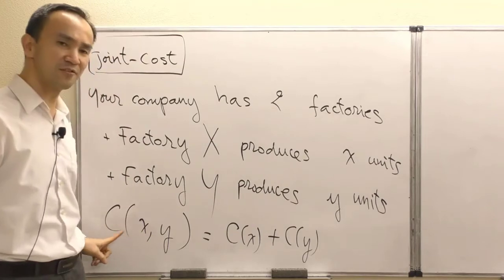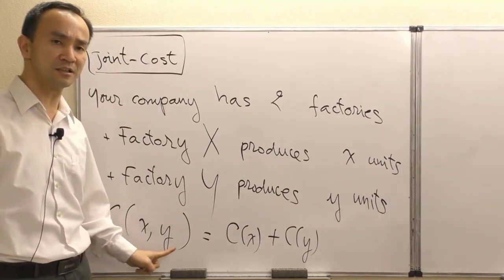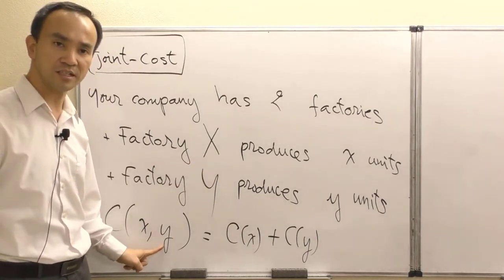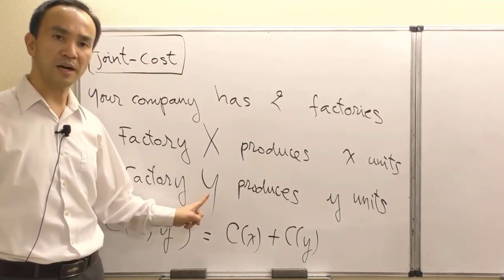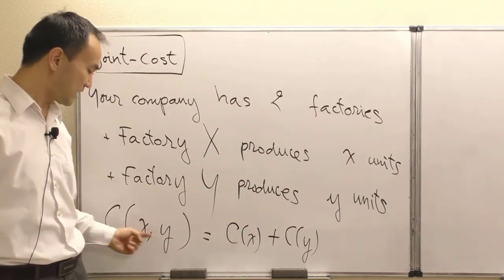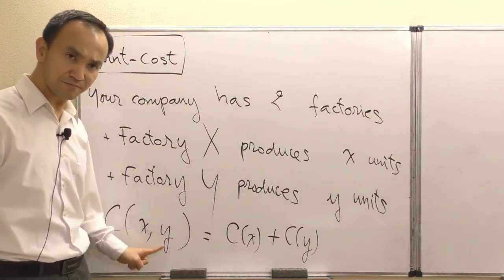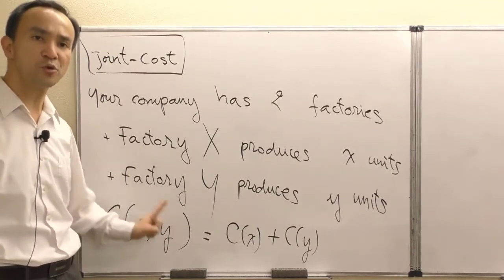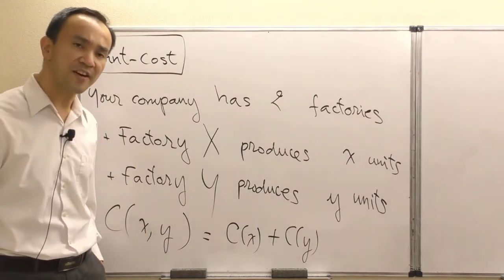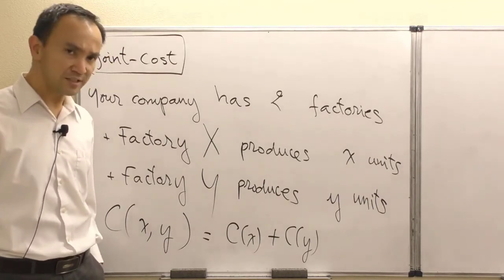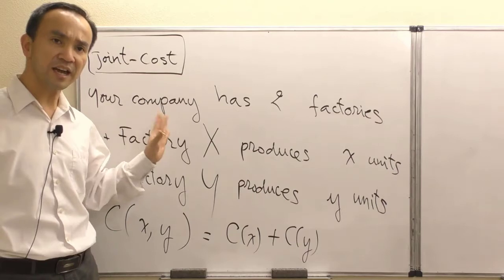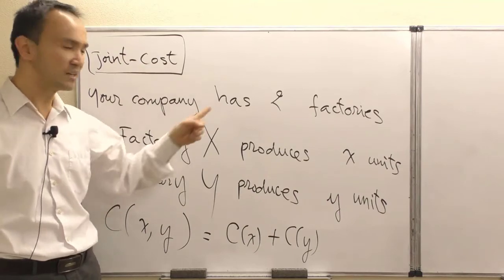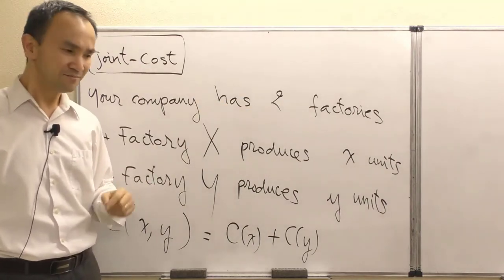But see, this is a function, the cost function that is dependent on the units produced by the X factory and also the number of units produced by the Y factory right here. But we definitely need to know the values for x and y in order to determine the final joint cost right there, the cost that comes from both factories of your company. And this is not the only case, okay? So here I'm just putting in one scenario about joint cost right here. Your company has 2 factories, okay?